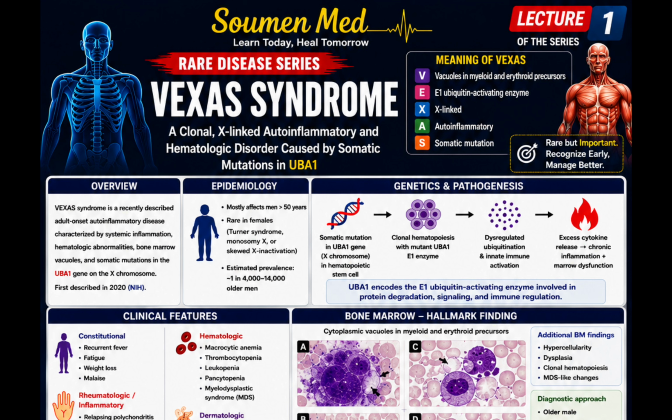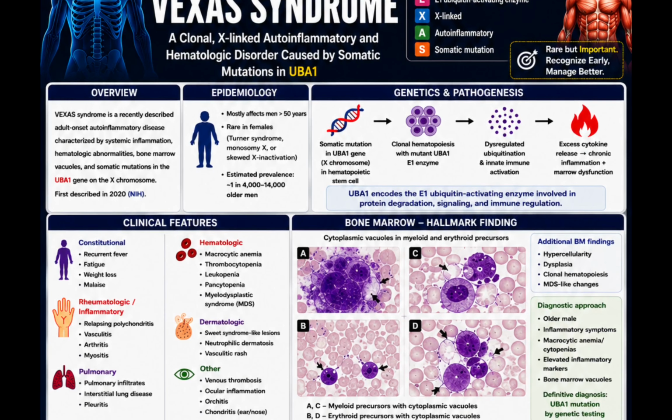The disease occurs due to a somatic mutation in the UBA1 gene located on the X chromosome, and this mutation develops in the hematopoietic stem cells. As a result, clonal hematopoiesis develops, immune activation becomes dysregulated, cytokine release increases, and chronic inflammation occurs in the body. At the same time, bone marrow dysfunction develops, causing cytopenias and MDS-like changes. UBA1 normally encodes the E1 ubiquitin activating enzyme involved in protein degradation, cellular signaling, and immunoregulation.